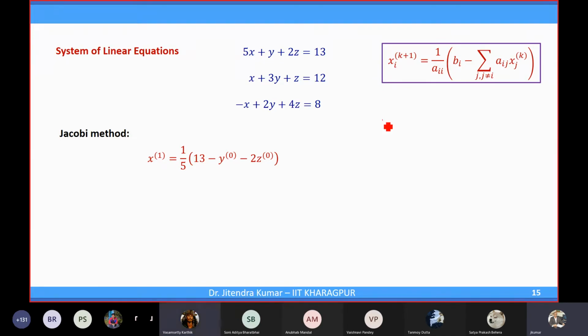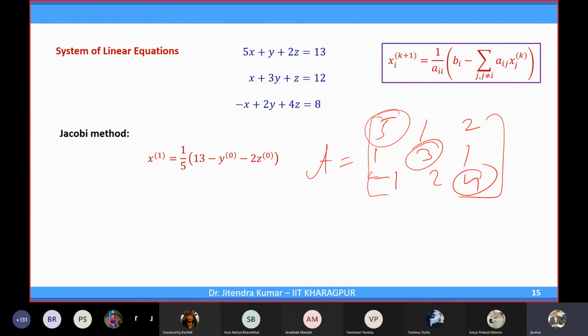If this coefficient matrix, 5 1 2, 2 4, this is our coefficient matrix A, was in this present form without changing the order, and if the coefficient matrix is diagonally dominant by rows, which is the case here, that 5 is bigger than the sum of the rest, 3 is bigger than the sum of the rest, 4 is bigger than the sum of the rest, then there is a theorem: if your coefficient matrix is in diagonally dominant form, then definitely your Jacobi and Gauss-Seidel method or other iterative methods will converge.